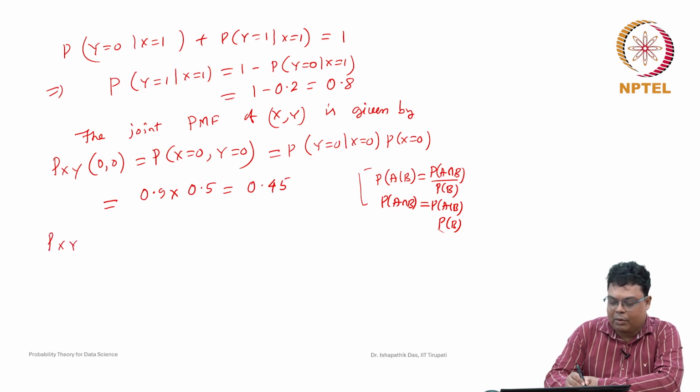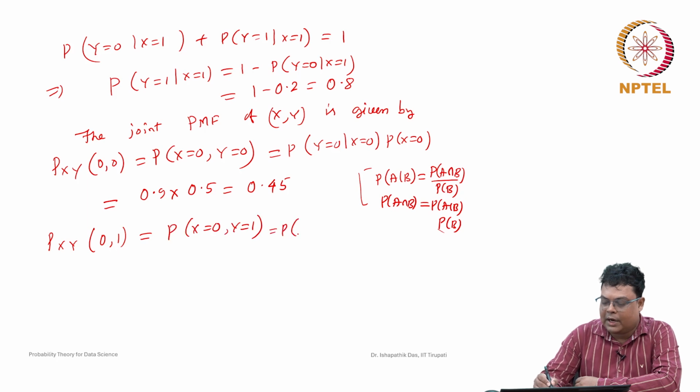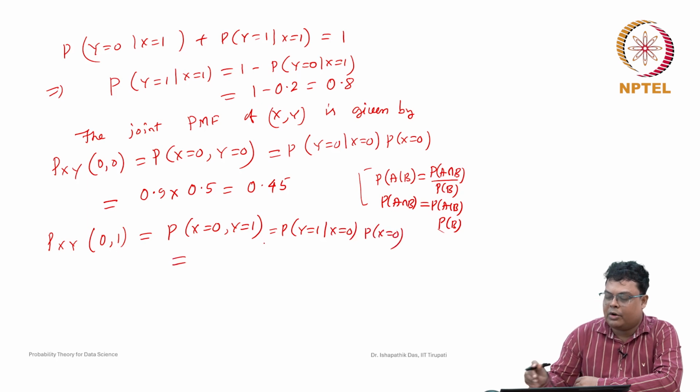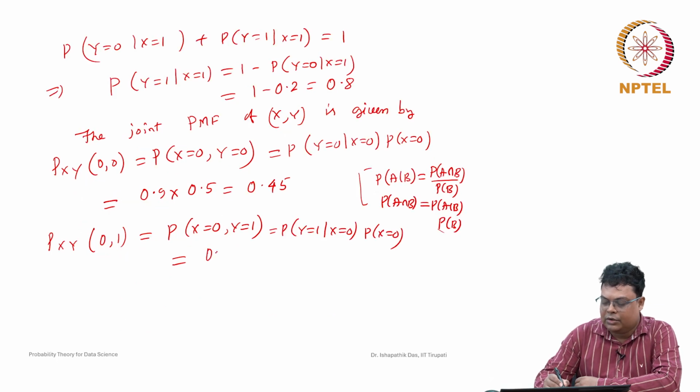Similarly, other probabilities you can calculate. So, let us do that. Suppose we want to find pxy of 0 1, this is nothing but the probability that x equal to 0, y equal to 1. Similarly, we will write the probability that y is equal to 1 given x is equal to 0, into the probability of x is equal to 0. The probability of y equal to 1 given x equal to 0 is 0.1. So, this will be 0.1 into the probability of x equal to 0, which is 0.5. So, this will be 0.05.